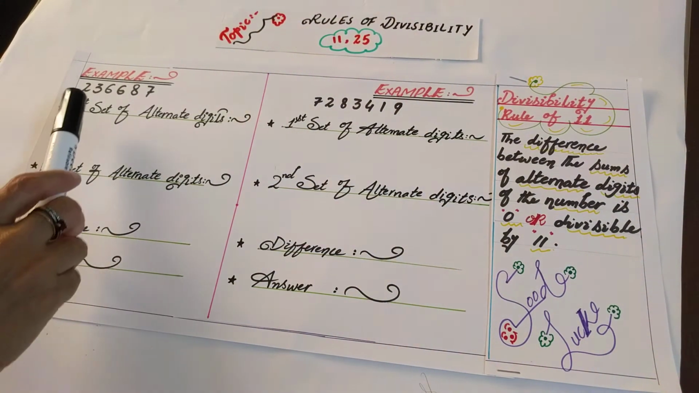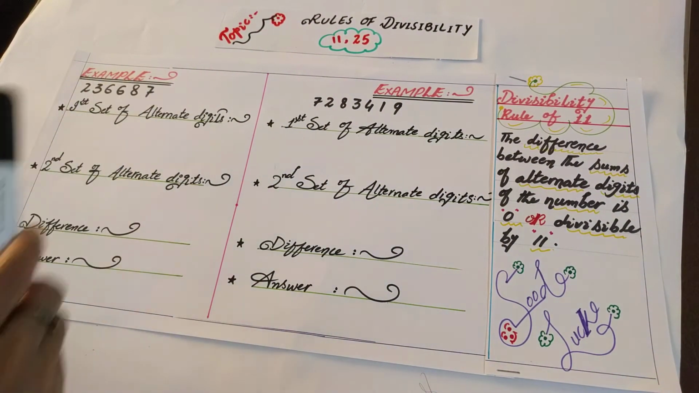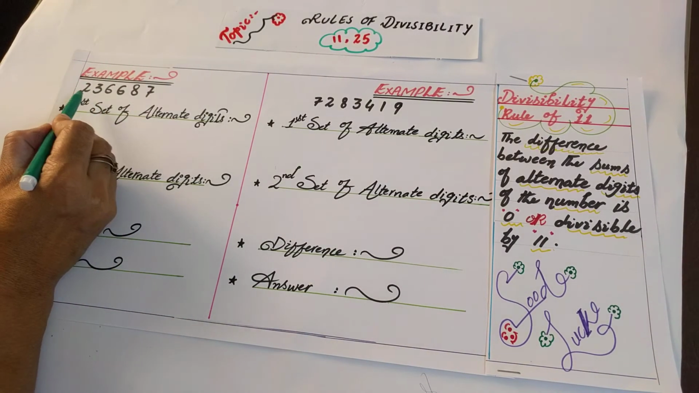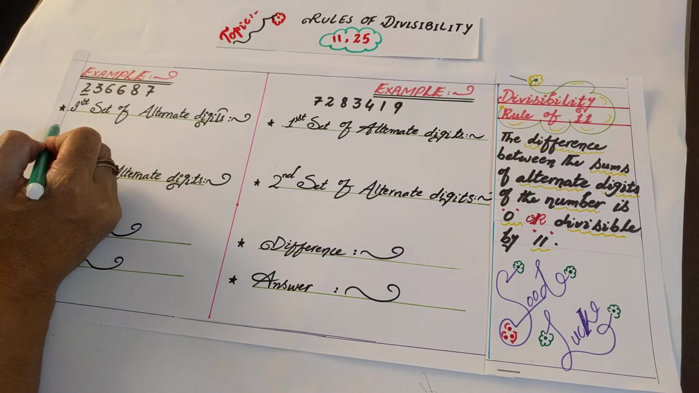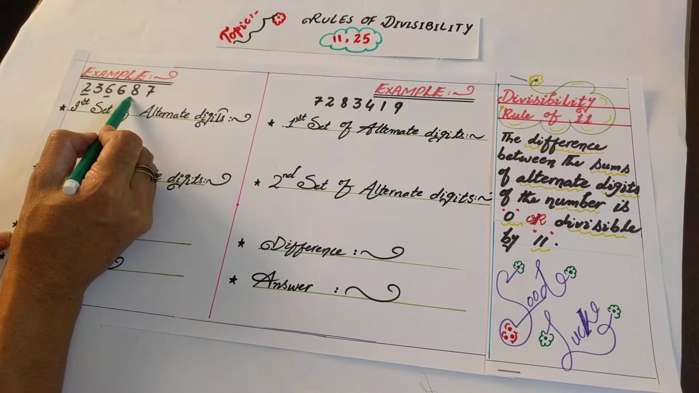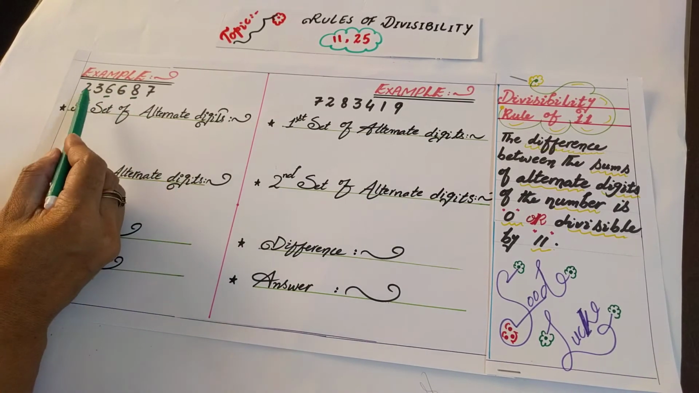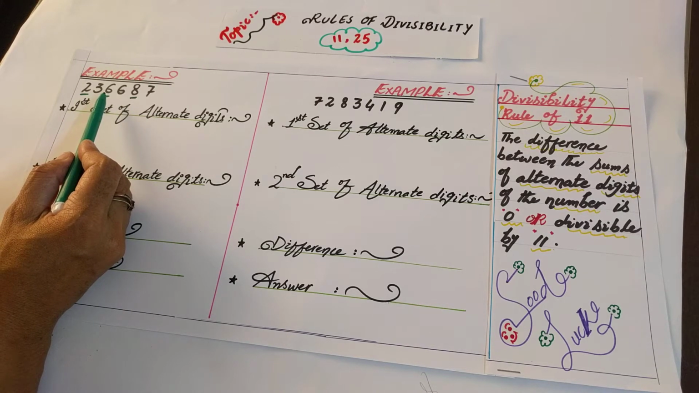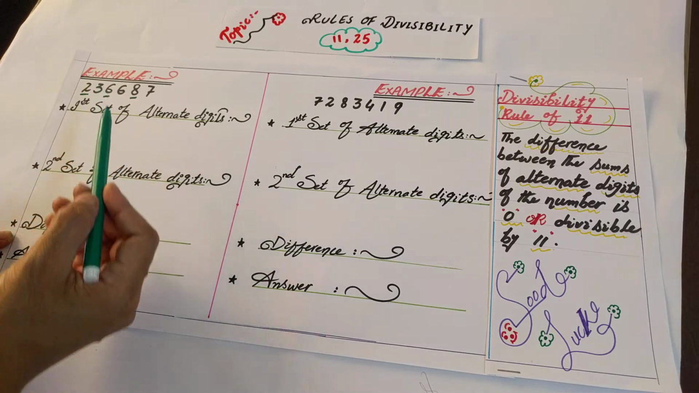The number is 236687. This one is a bigger number. Firstly you will find the alternate digits. Alternate digits mean you have to create the group of the digits by leaving one digit. Firstly you will choose the first digit, that is 2, leave the second, choose the 6, leave the next, choose the 8. Now you are leaving one digit. This is actually called alternate digits. You are picking up the alternate digits.